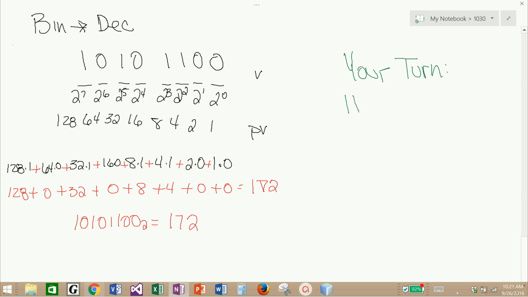So I'll have you try this one on your own. The binary number 11111100. I'm going to have you convert this binary number into decimal and see what you get. If your answer was a decimal 252, then you did it correctly.